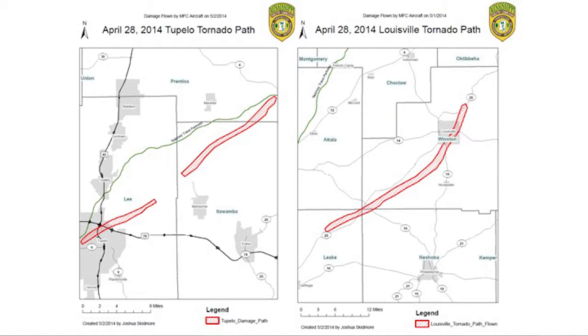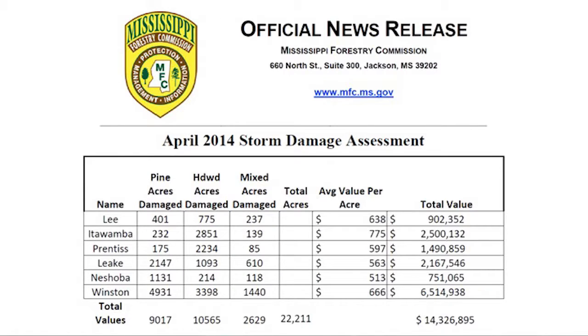This was a recent tornado just a few years ago that went through the cities of Tupelo and Louisville. They were extremely devastating, not only to the cities themselves and residential areas, but also to timberland. These were long track tornadoes that stayed on the ground and caused a significant amount of damage. The Mississippi Forestry Commission estimated that those 2 storms together cost over $14 million in terms of timber damage. So these can be quite costly.